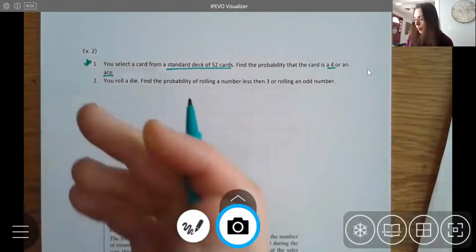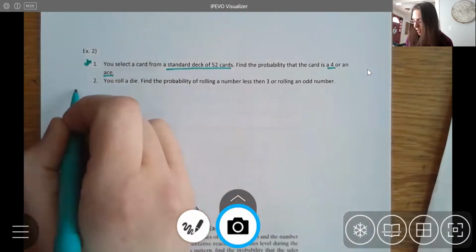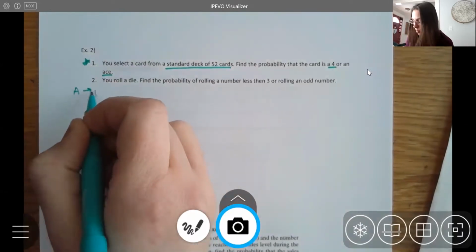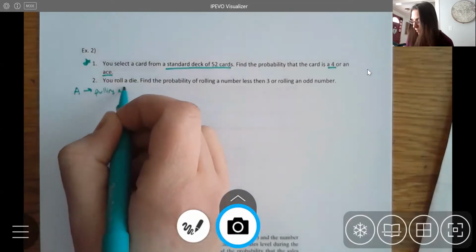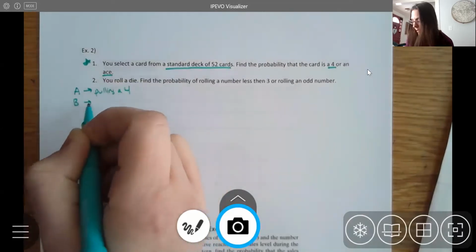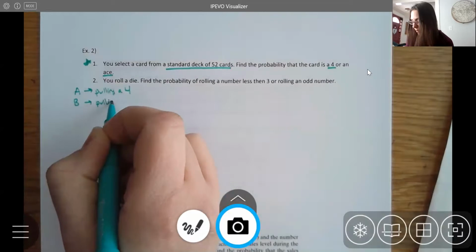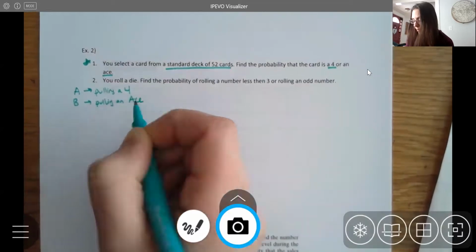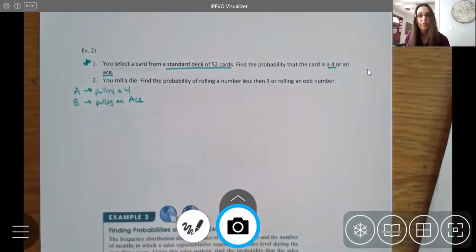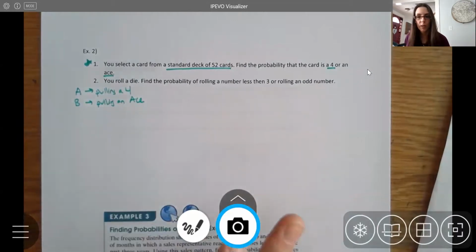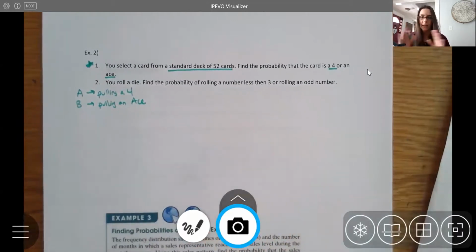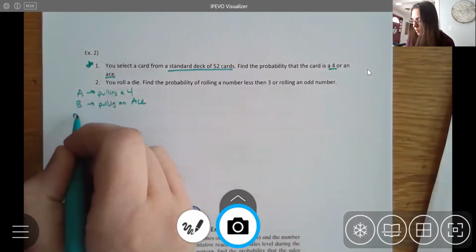So we can separate our events here. So right, let's say event A is pulling or selecting a 4, and event B is pulling or selecting an ace. Right. So if you think about these events, these are totally mutually exclusive, right? A 4 and an ace are not the same idea. It's not possible for both of them to be on the same card, right? So if I pull one card, I can't get a 4 and an ace at the same time. So there's no overlapping region there. These are mutually exclusive.